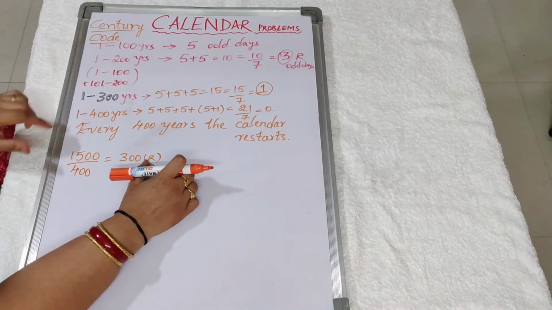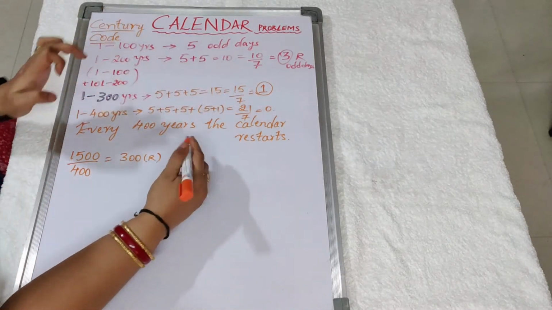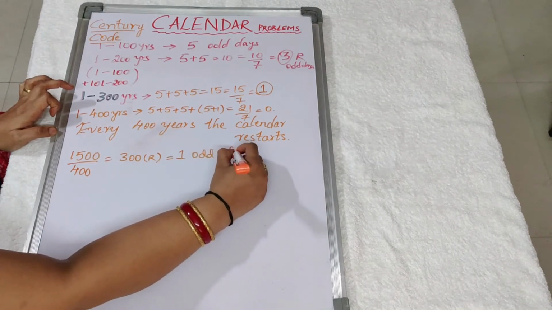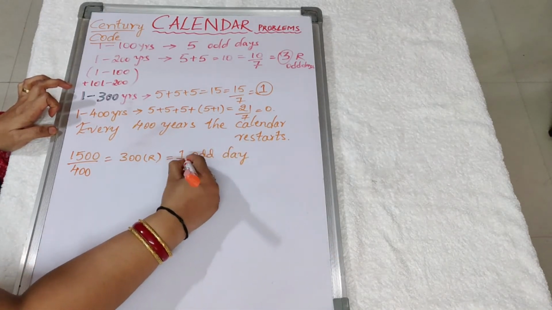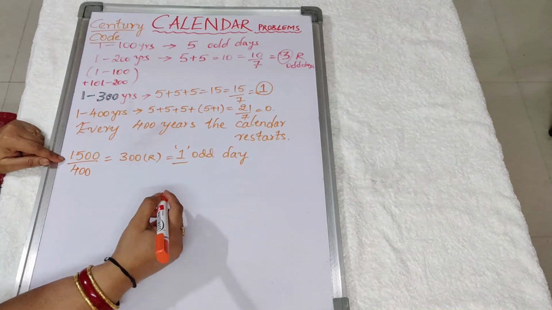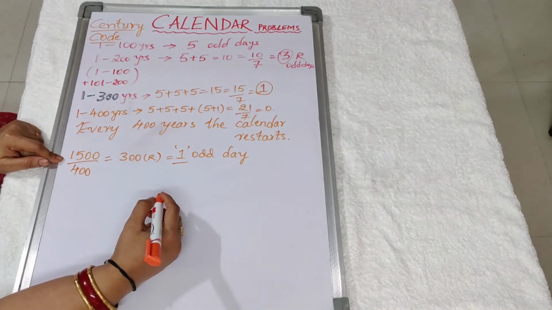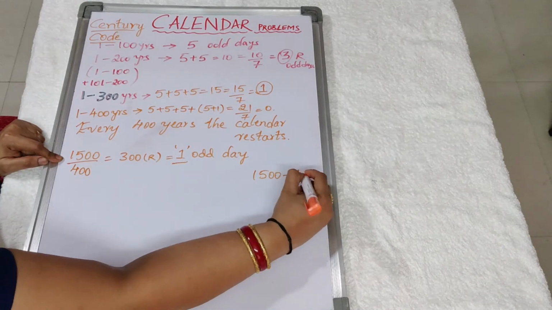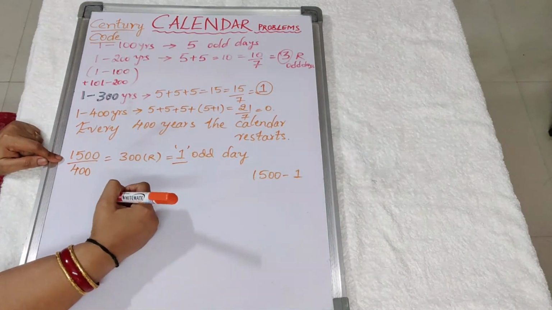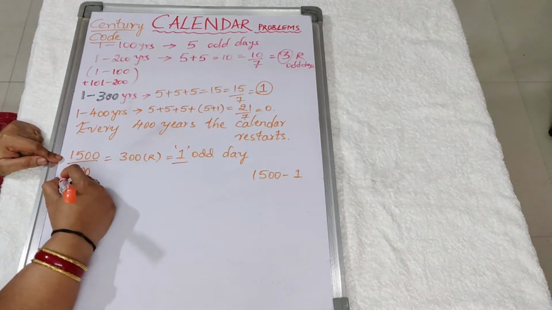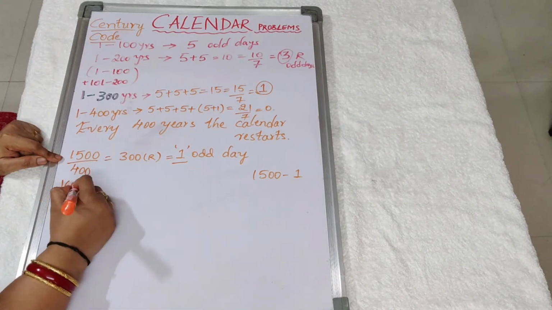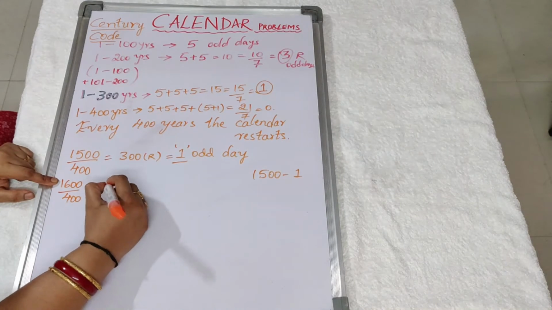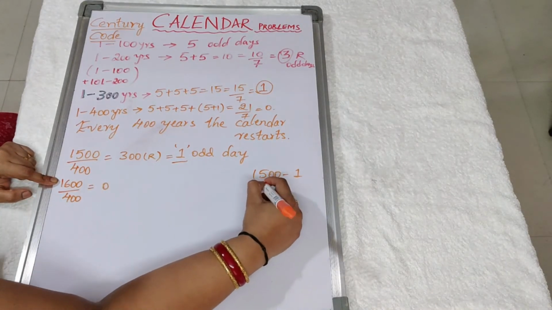Now for 300 years, what is the code? It is 1 odd day. So 1 is the code for 1500 years. Let me write it here. So 1500, it is 1. Right? Let us go for 1600. We know it is completely divisible by 400. So it is 0. So the code is 0.